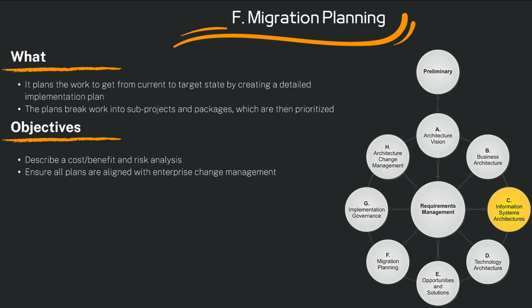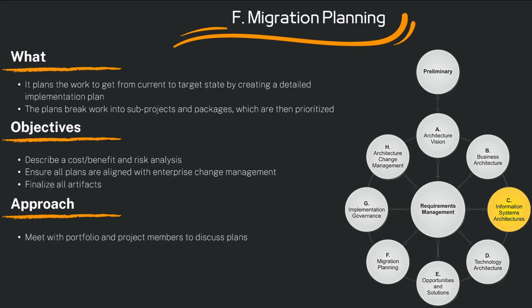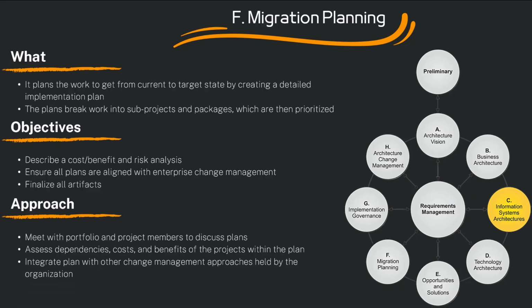We ensure that all of our plans are aligned with the enterprise approach to managing and implementing change. During this phase, we also finalize the artifacts, including the architecture roadmap, the implementation plan, and migration plan for final sign-off. Our high-level approach includes meeting with the portfolio and the project members to discuss plans, assess our dependency costs and benefits with the projects and the plan, and then finally to integrate this plan with any other change management approaches in place and used by the organization. It is often your project planning team that might know some of these details.